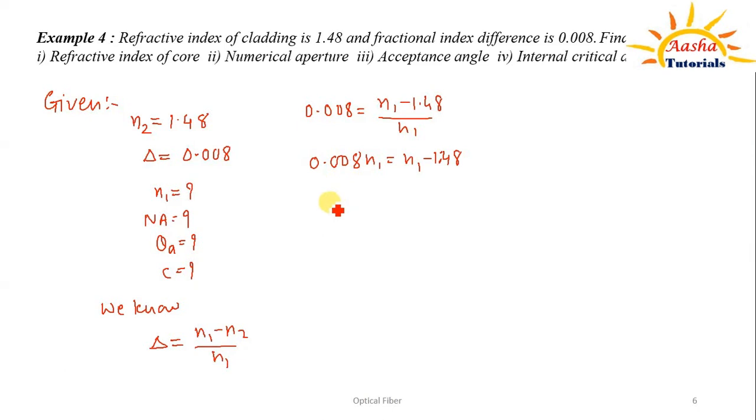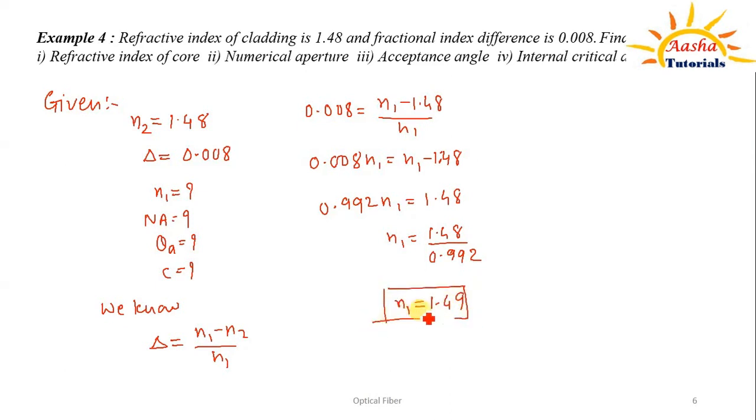So if I take this value to this side and this 1.48 to that side, by simplifying this, it gets subtracted from 1 n1, so I remain here with 0.992 n1, and that is equal to 1.48. Therefore n1 is equal to 1.48 divided by 0.992. This gives me n1 as 1.49. So the value of n1 we get is 1.49. This is our first answer.